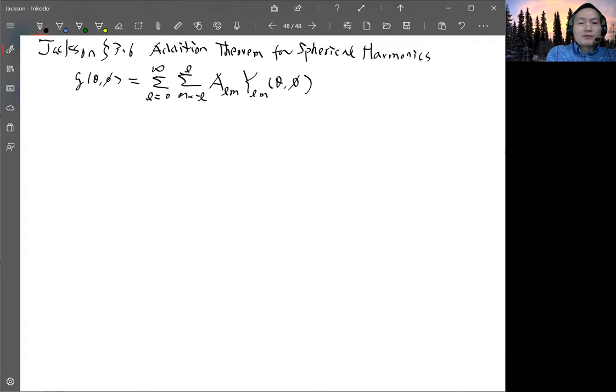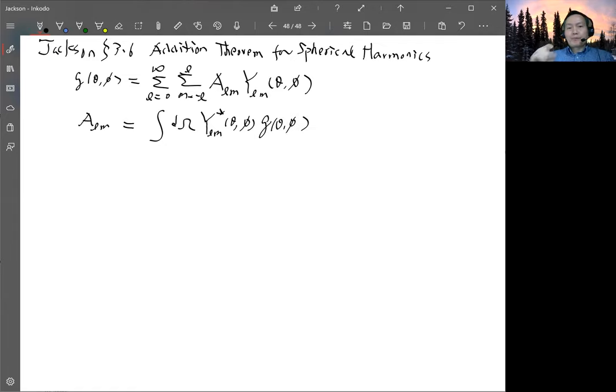The coefficient can then be calculated by the usual formula, just integrating over the solid angle and multiplying the function g by the complex conjugate of Y_LM. This is due to the fact that the Y_LM are defined as an orthonormal set.